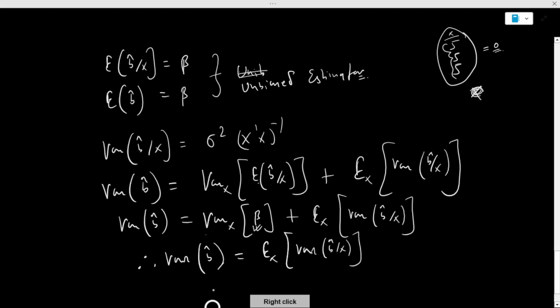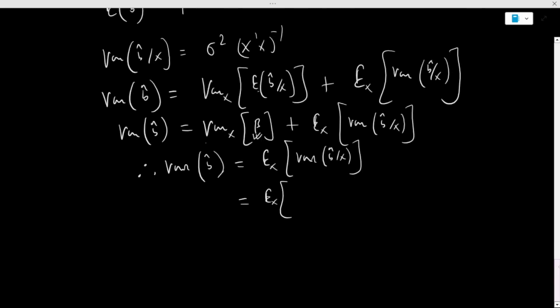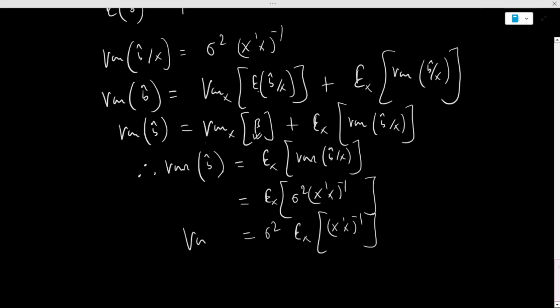And now let us substitute the value. So when we assume the case of homoscedasticity, the conditional variance of beta is given by sigma square x transpose x inverse. So sigma square is constant. We are simply left with the expectation of x transpose x inverse across x. So this is our unconditional variance of beta. If x is stochastic, that is, it has some random probability distribution, then this formula holds true.